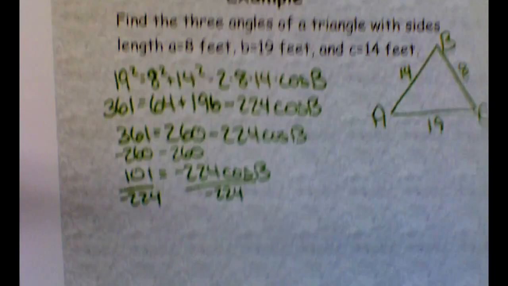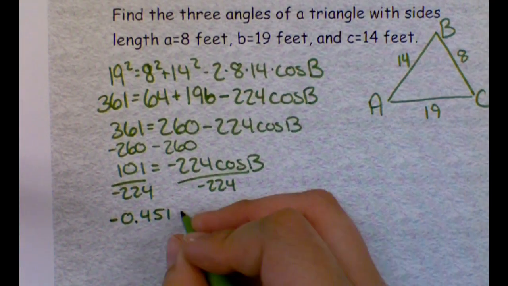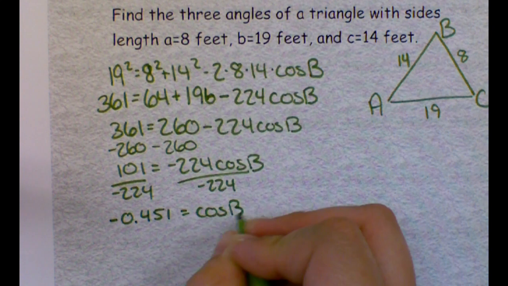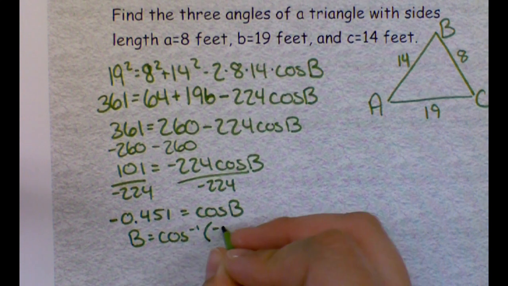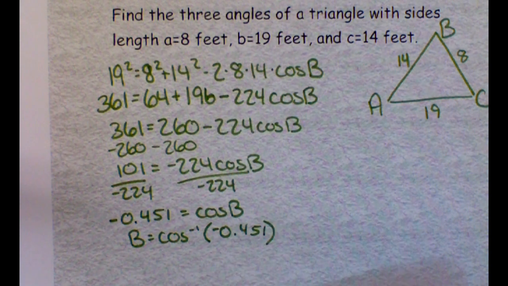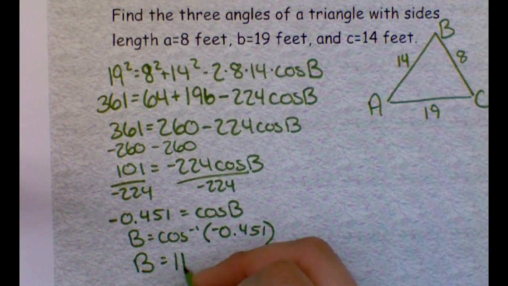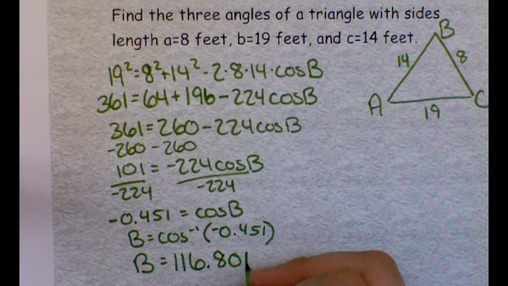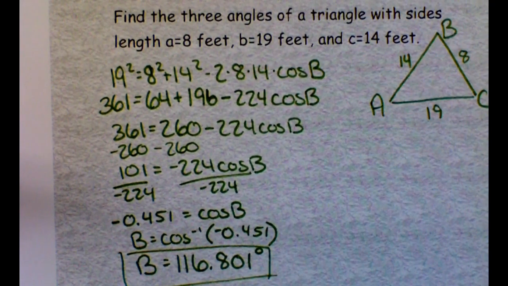I get approximately negative 0.451. And so, angle B is the cosine inverse of negative 0.451. So angle B is about 116.801 degrees. All right, there's part one.